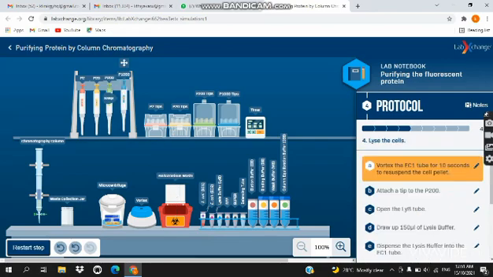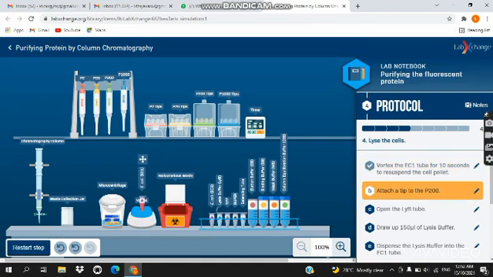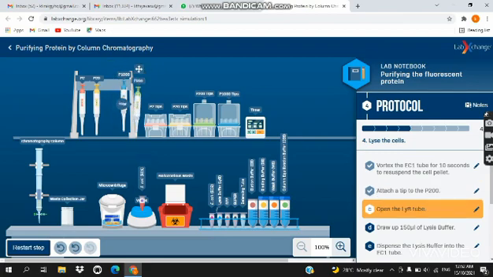To lyse the cells, you will tap the EC1 tube for about 10 seconds, and the cell pellets. Okay, attach the tips for the 200 micropipette.